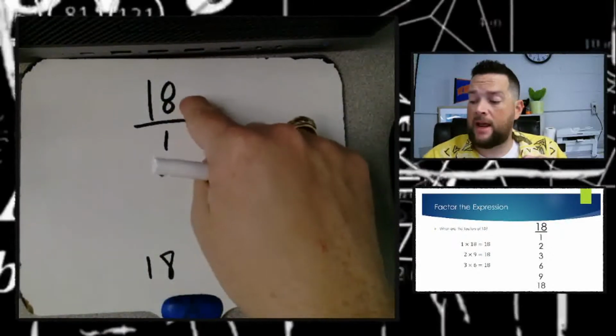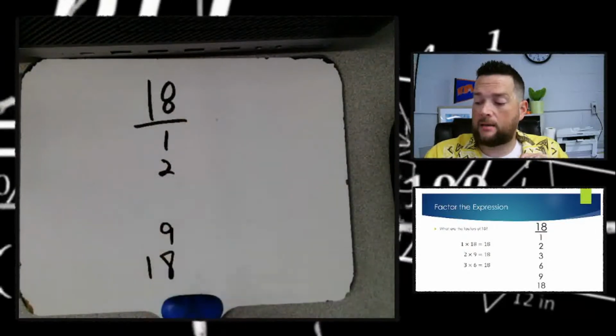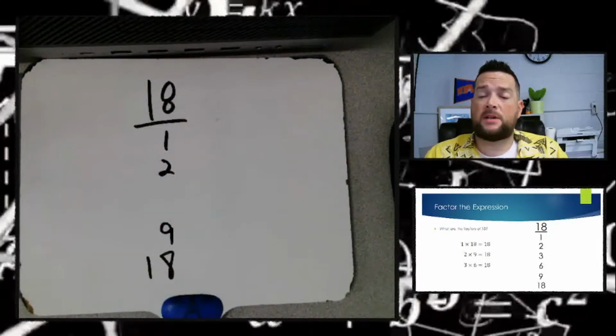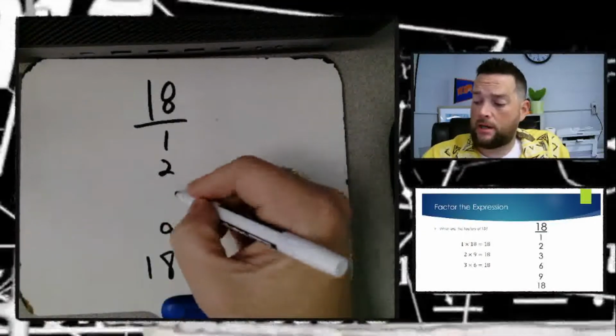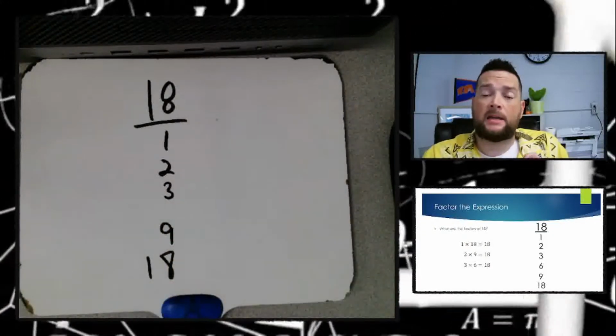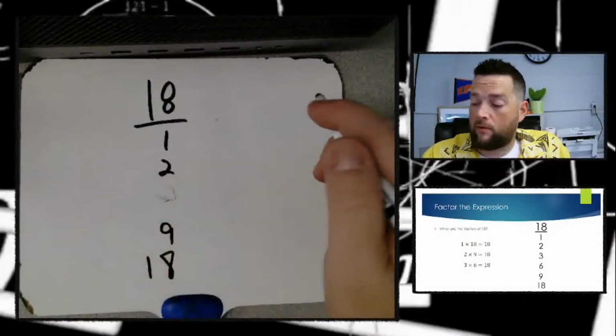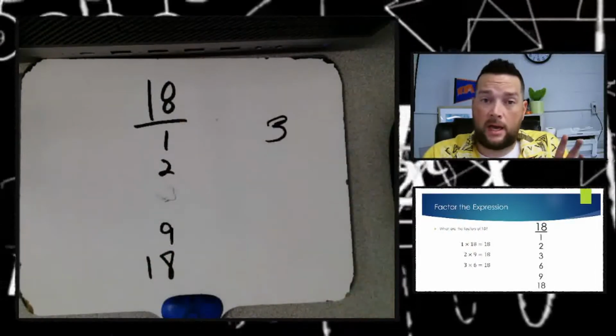So then I'm going to divide 18 by 2, that's 9, okay? Then I'm going to ask myself, will 3 go into it? So I'm going to put a 3 down, and I could put my 3 over here, because I'm not for sure that it'll go into it yet, all right?